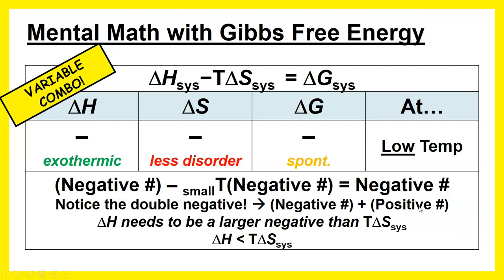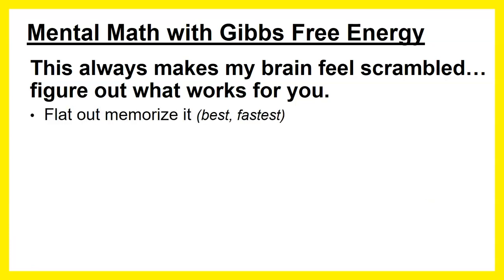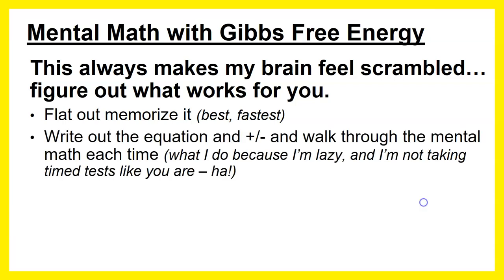So like I mentioned earlier on, sometimes people end up with their brain feeling a little scrambled here. You're talking about negatives and positives and double negatives, and if this one's small and that one's big, it can be a little overwhelming. If this is really tough for you, then just memorize it. Memorize the combinations that would be most thermodynamically favorable, the worst, unfavorable, and then those variable combos. You can literally write out your equation with pluses and minuses.